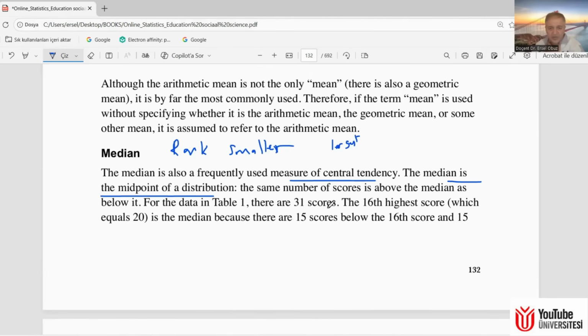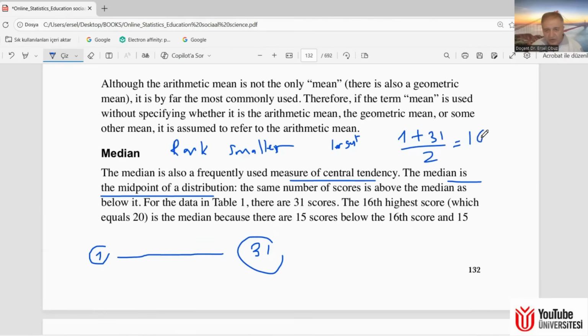Okay, so it means when you have 31 scores, you have a physical midpoint, which is going to be 1 plus 31 divided by 2, which will give you 16. So the 16th score is going to be your what? Median. The 16th score is going to be your median.